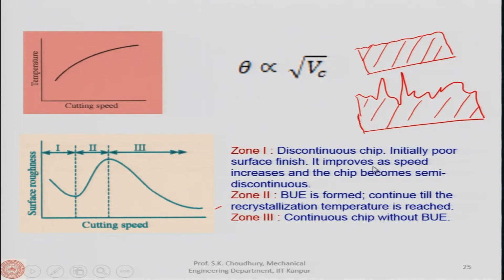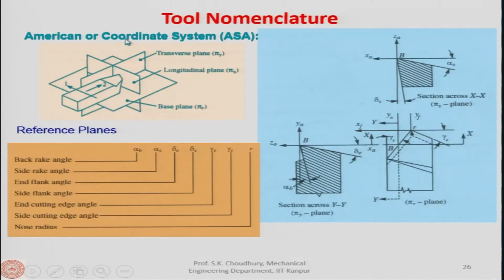Okay, here you can read it, it is written here that zone 1 is the discontinuous chip, initially poor surface finish, it improves as speed increases, and the chip becomes semi discontinuous here. So, zone 2 comes in, I already told you, built up edge is formed, continues till the recrystallization temperature is reached, and then the continuous chip without the BUE, because BUE vanishes since the temperature goes beyond the temperature of recrystallization.